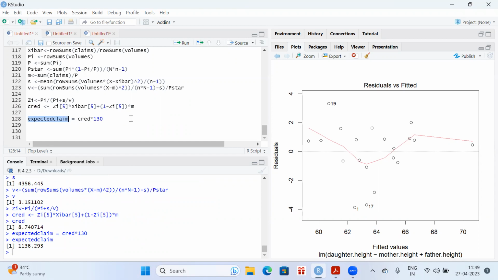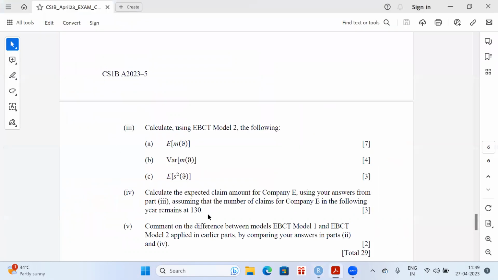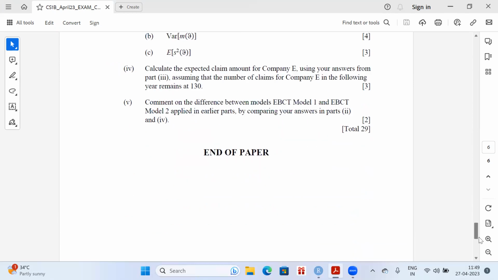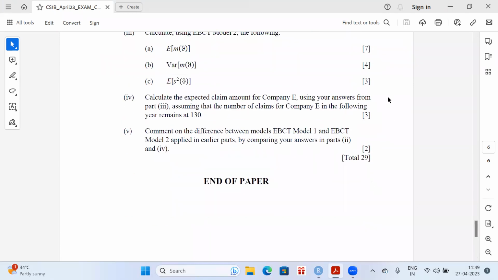Okay. Now the next part again is a comment part: the difference between the two models, EBCT model 1 and model 2, by comparing your answers in part 2 and part 4. So there's a difference between the answers because of the volumes being incorporated in model 2, nothing else, and other differences you can find in the material and write as per your knowledge. Okay, so that was this paper. It was also a very easy paper and comprised directly of the CS1 concepts, if you all know that.